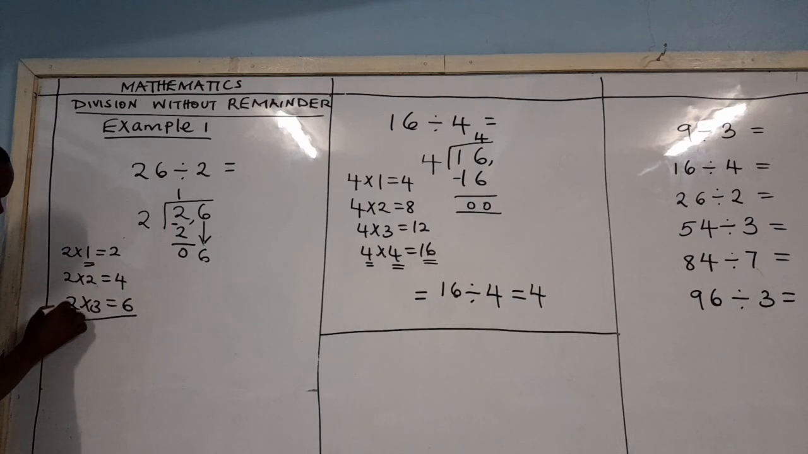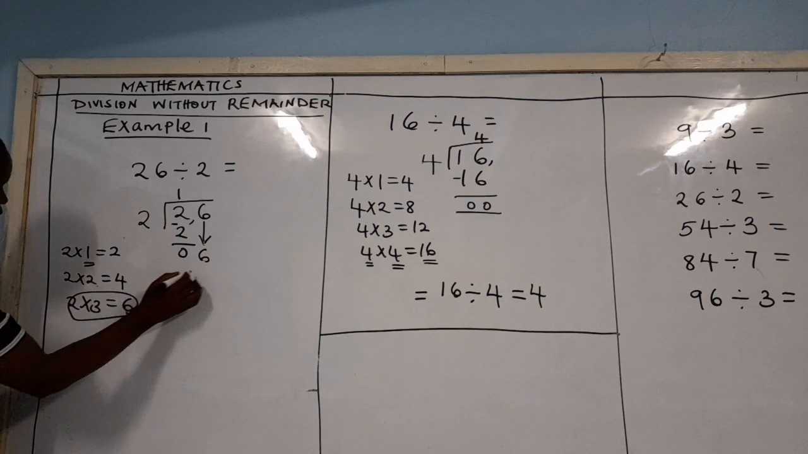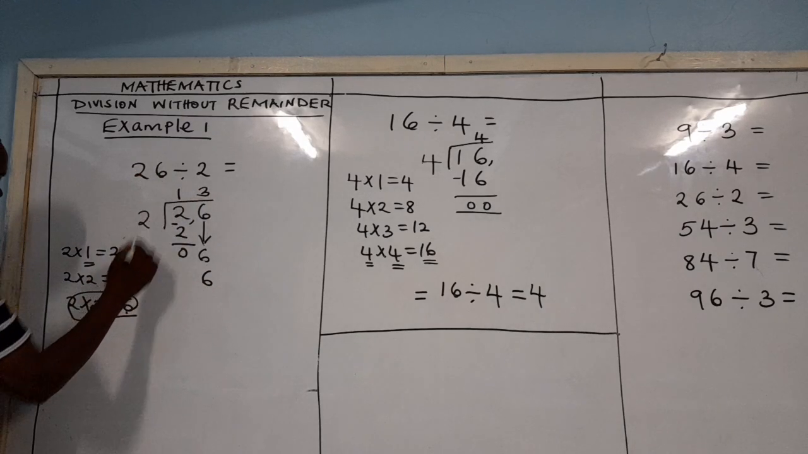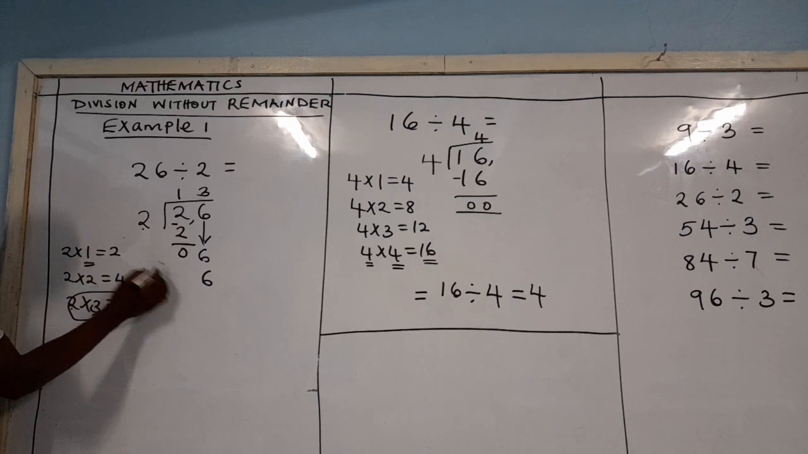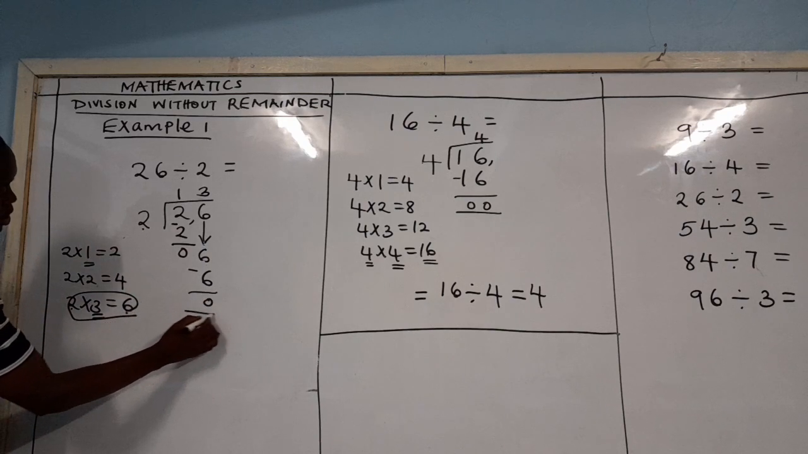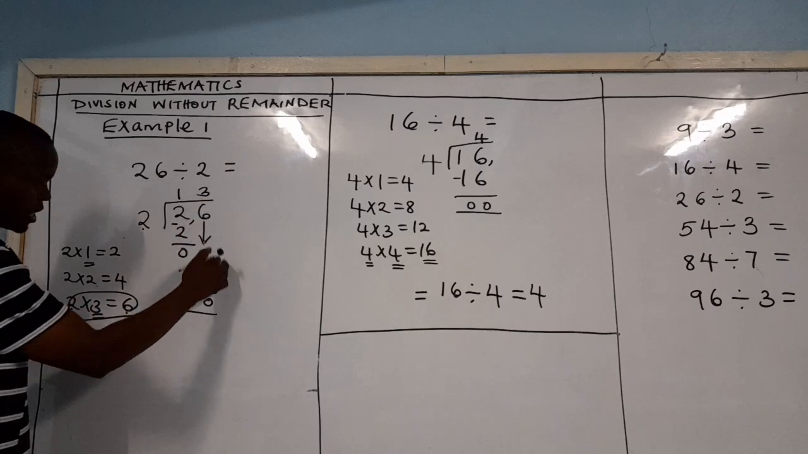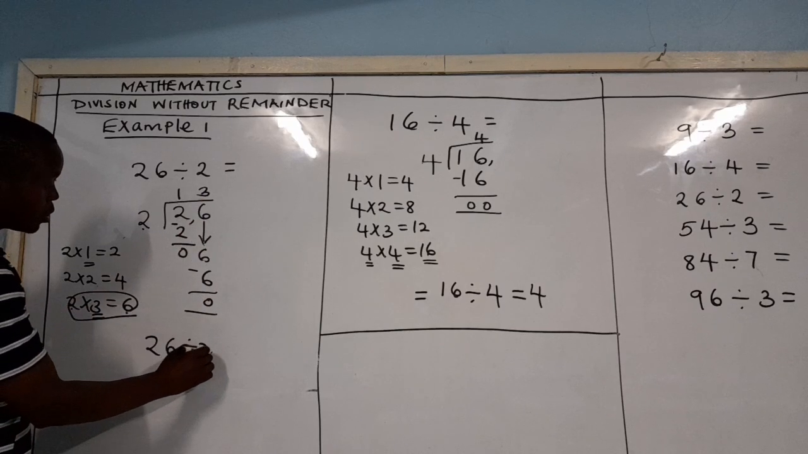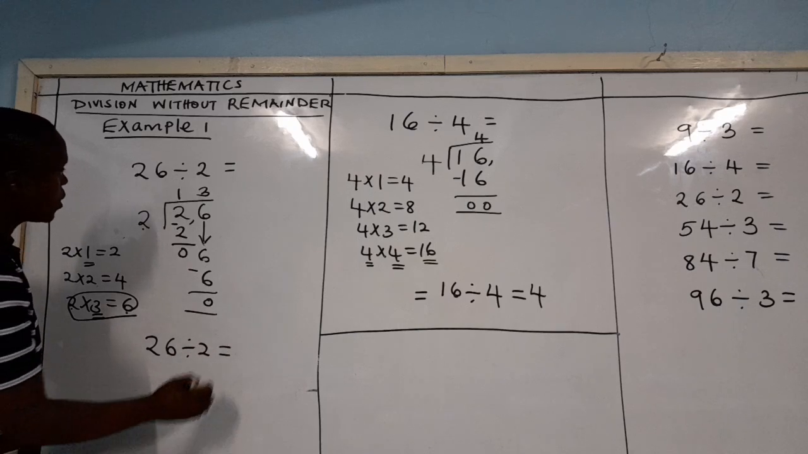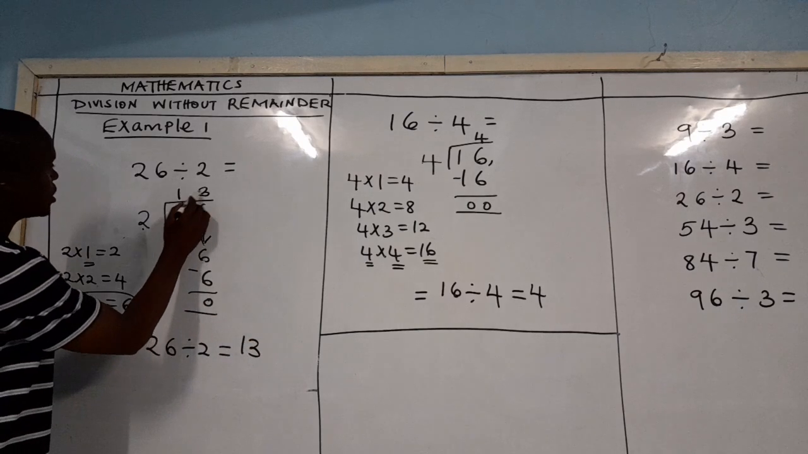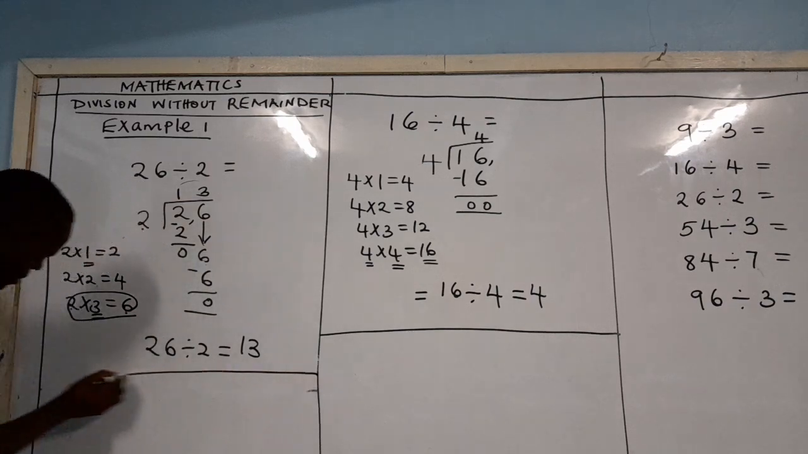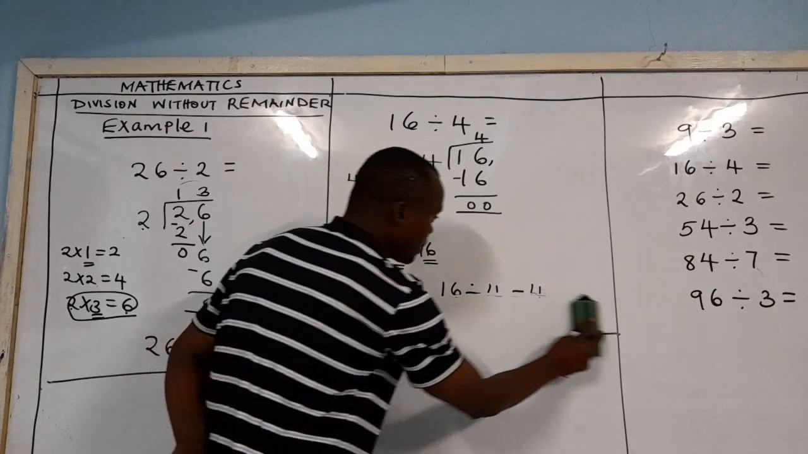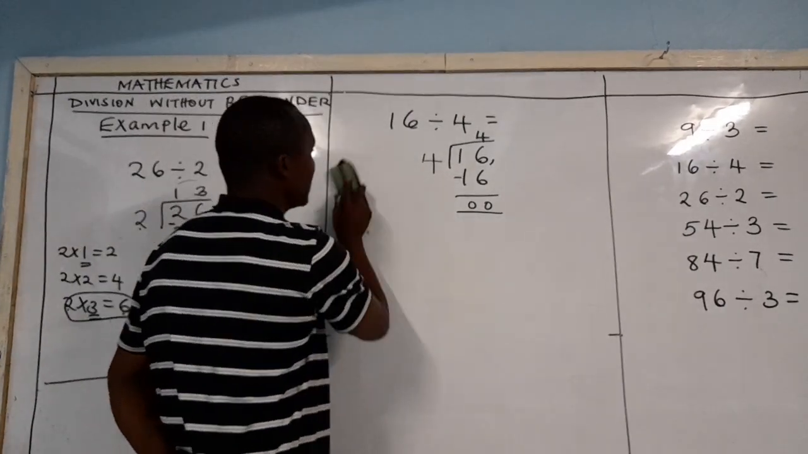Once you have got 6, take this 6 and write it down. This 3 is the quotient here. This 2 has been given. So take away this, you get 0. You realize that there is no other digit for us to drop. So 26 divided by 2 is equal to 13. The quotient is here. That is the end of that. Then we proceed to the other. As we are going, we are proceeding to the big numbers.